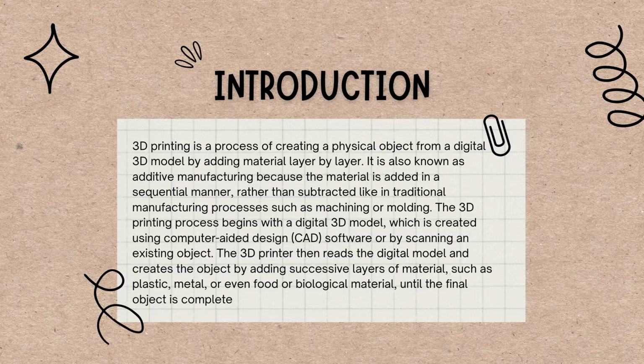The 3D printing process begins with the digital 3D model, which is created using computer-aided design software or by scanning an existing object. The 3D printer then reads the digital model and creates the object by adding successive layers of material, such as plastic, metal, or even food or biological material, until the final object is complete.